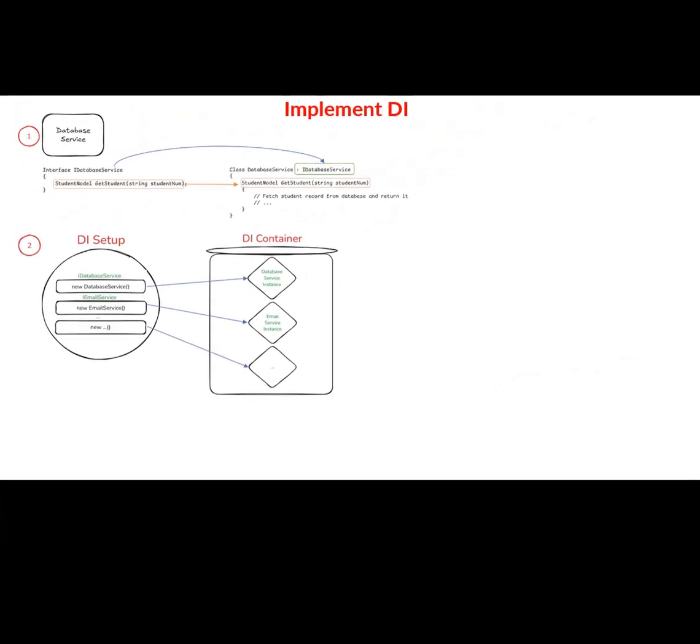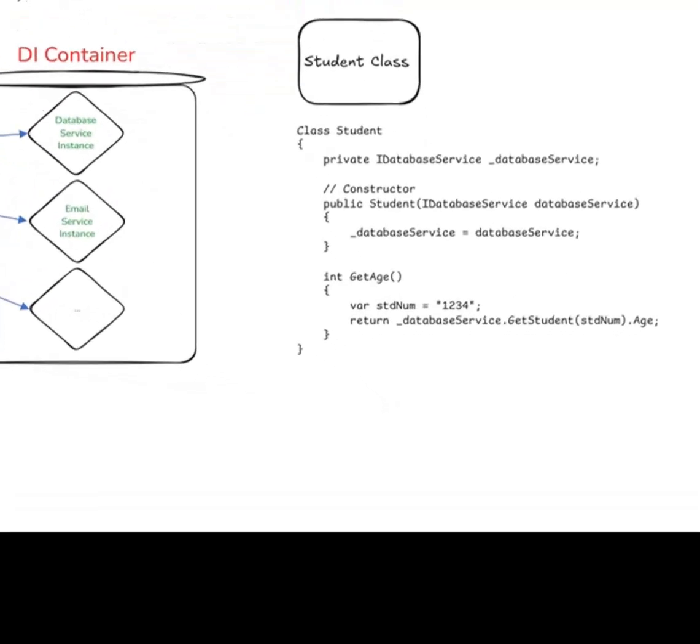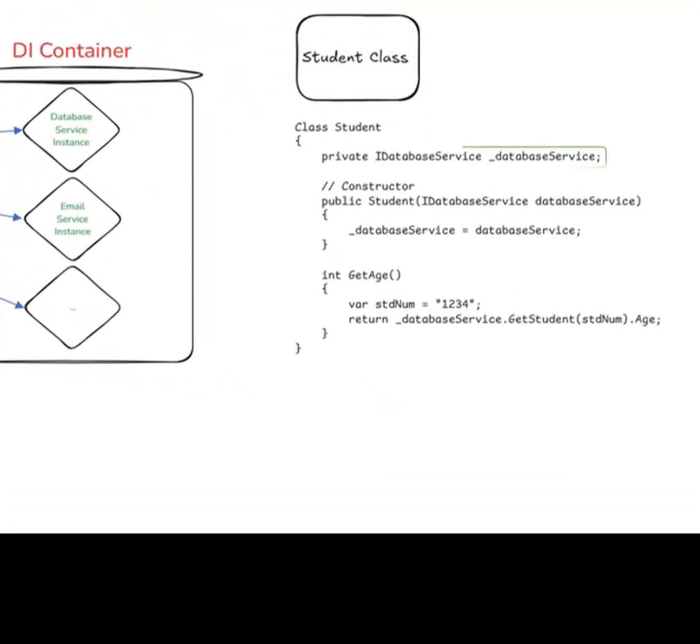Finally, we rewrite the student class. We declare a variable from the IDatabaseService interface, then add a constructor to the class with a parameter of IDatabaseService type. This parameter is injected by the dependency injection framework from the DI container, and we store its value in our underscore database service global variable, so we can use it everywhere we need in this class.